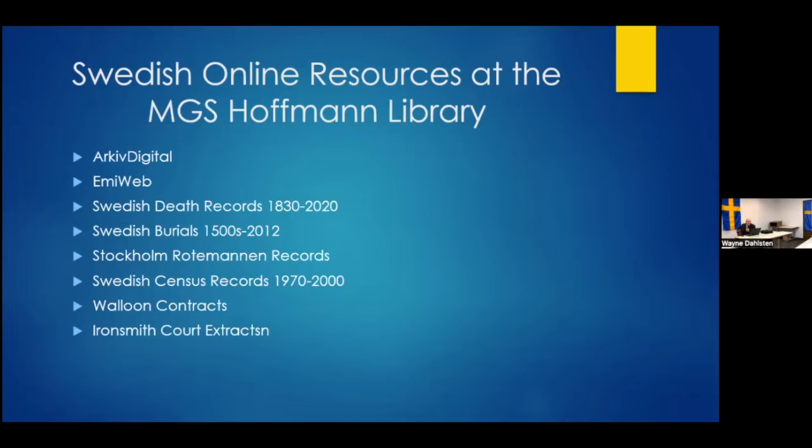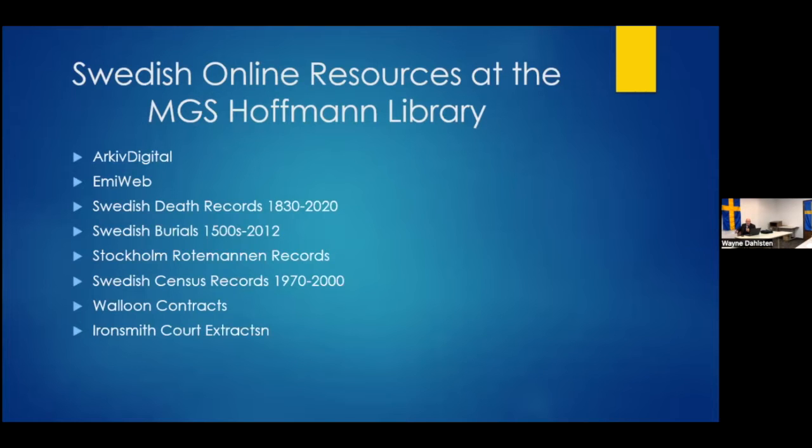Beyond that, there's the Stockholm Röteman records, and for anyone who has Stockholm research after the 1860s or so, these are the records that you have to use. They don't have household examinations like the rest of Sweden, so they have these Röteman records, and I'm going to show you what they look like. I will say that the Röteman records are also in ArkivDigital, so you can see them there also, but there are some advantages to using this program over ArkivDigital, and I'll get to that.